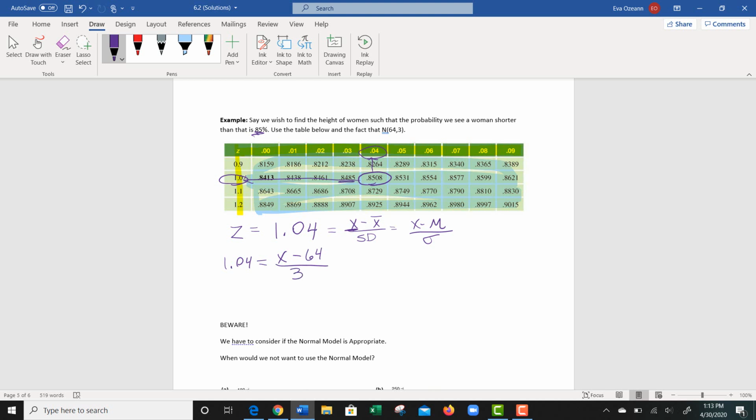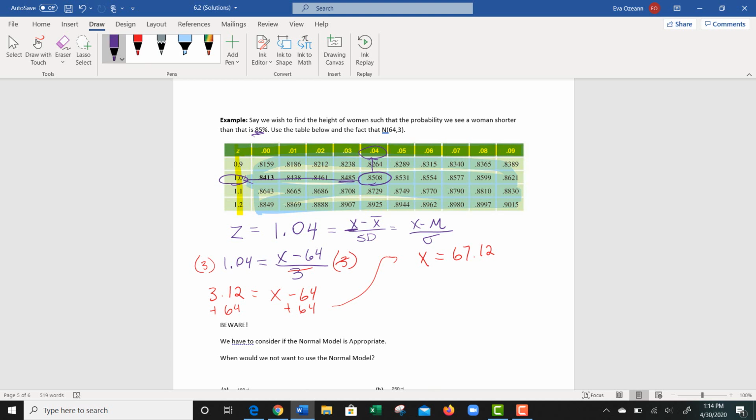Now we need to solve for x, so to do that, we're going to multiply both sides by 3. That's going to cancel out the 3 in the denominator, so we have 1.04 times 3. That's going to give us 3.12 equals x minus 64, and we have to add 64 to both sides. So what that tells us is that x is going to be 67.12.